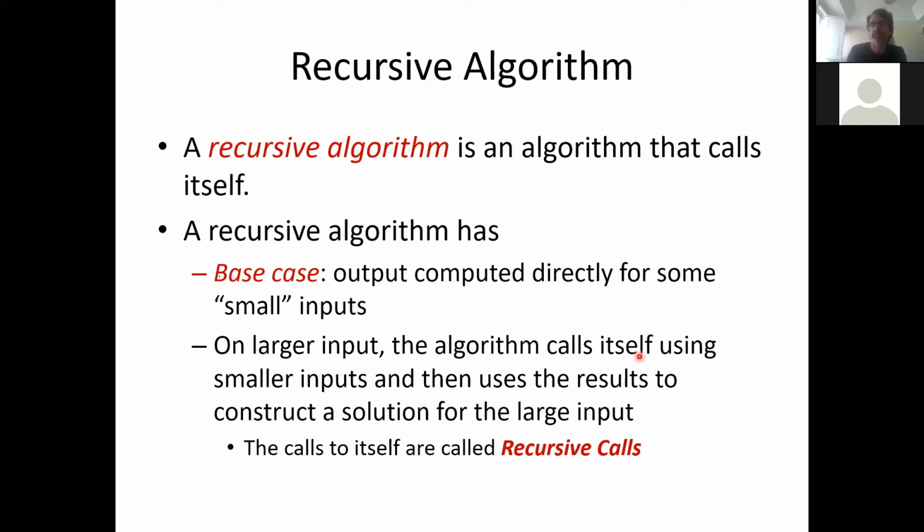But for larger inputs that do not fall into this small class, the algorithm will compute the output by calling itself on some smaller inputs, and then using the results of these calls to combine them and derive the output from some combination of outputs of the recursive calls. Okay, in fact, I gave you an example of a recursive algorithm. It was merge sort.